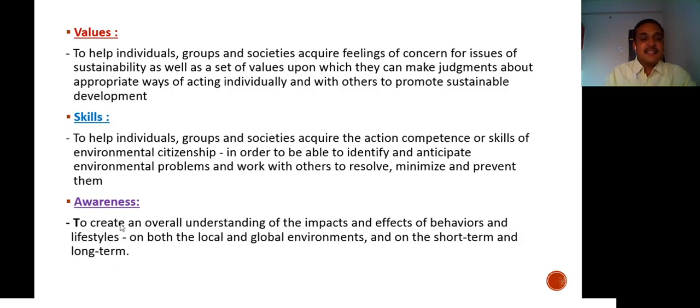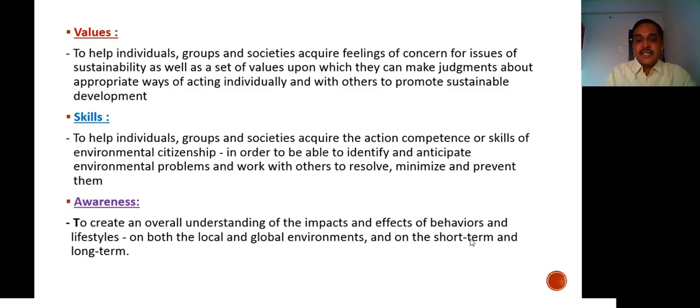The awareness is to create an overall understanding of the impact and effects of one type of environmental issue or problem, and how that problem is going to affect behaviors and lifestyle on both local and global environments, from the local level to the global level, and in the short term and long term. Suppose one environmental issue is at a local level and has an effect or impact for a very short duration, that is called a short term effect.